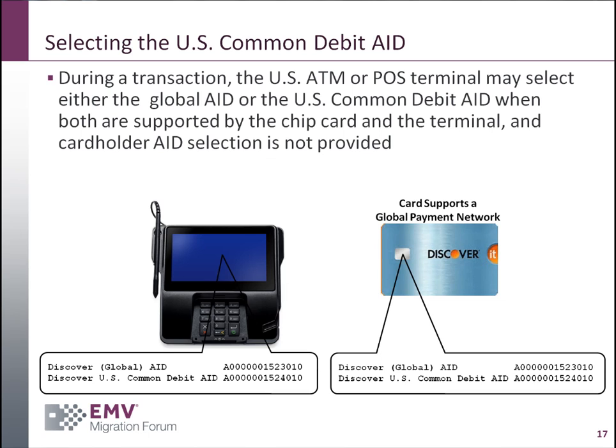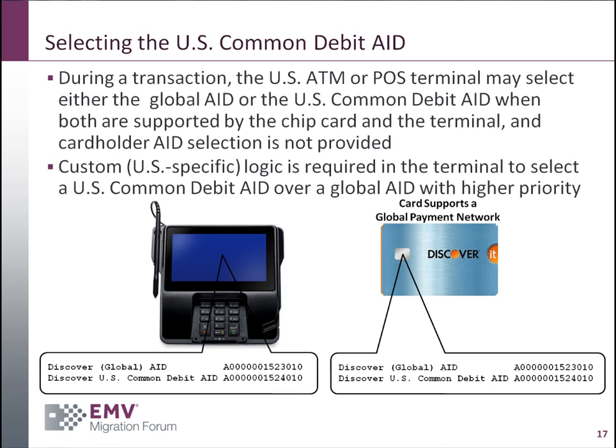During the interaction between the chip card and the terminal, the terminal may select either the global AID or the U.S. Common Debit AID when both are supported by the chip card and the terminal, and cardholder AID selection is not provided. Note that U.S.-specific custom logic is required in the terminal in order to facilitate selection by the terminal of a U.S. Common Debit AID over a global AID that has a higher priority.